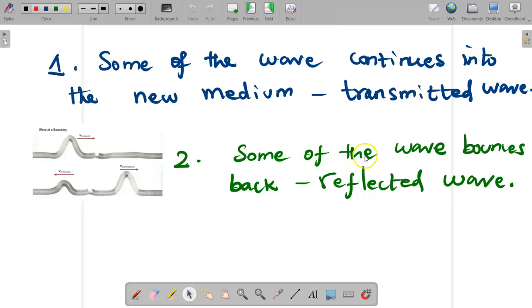Next, some of the wave bounces back as a reflected wave. At the boundary, some wave is transmitted, some wave is bounced back. It is called the reflected wave. You can see here the wave which is flowing to the right side is the transmitted wave, and the one bouncing back is the reflected wave.